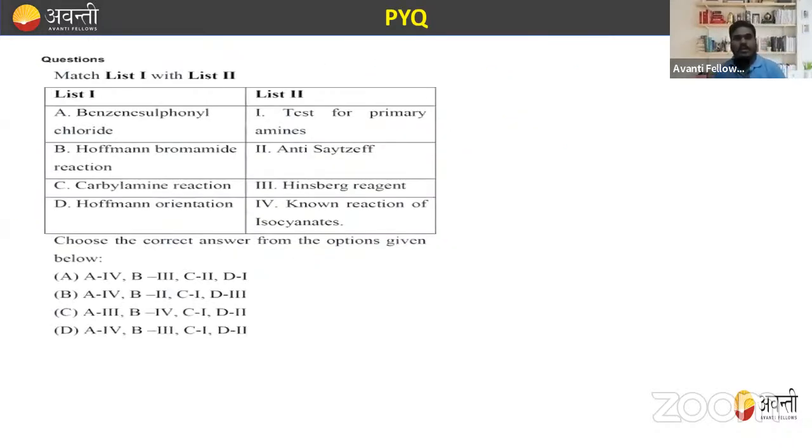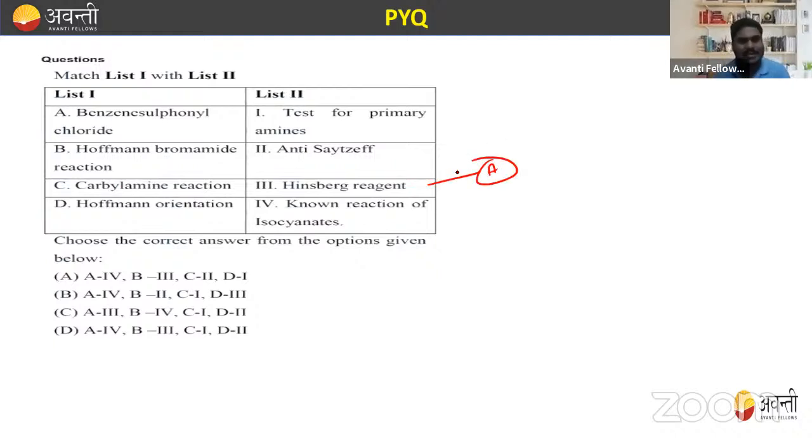Now, the next and very important type of question is this. You have to match list 1 with list 2. That is benzene sulfonyl chloride. So what is the use of benzene sulfonyl chloride? It is used to test for primary amines, it is the Hinsberg reagent, and the carbylamine reaction gives isocyanide. So we know that benzene sulfonyl chloride is the Hinsberg reagent. So this is A. The correct option is A.